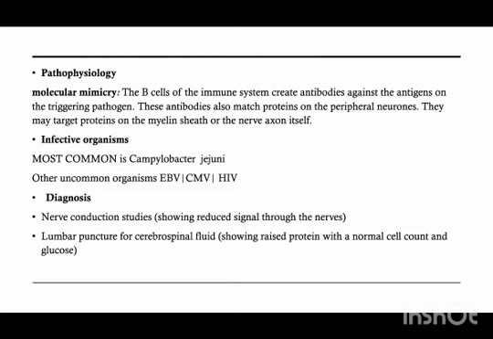So the antigen of the pathogen and the protein of the myelin sheath both share the same type of protein. So our antibodies not only act on the antigens of the pathogens, but also act on the antigens of the proteins of the myelin sheath. So it affects the protein of the myelin sheath, which leads to the inflammation or damage of the nerves.